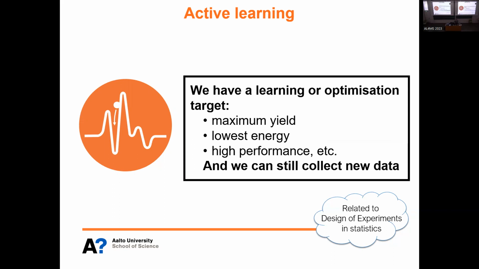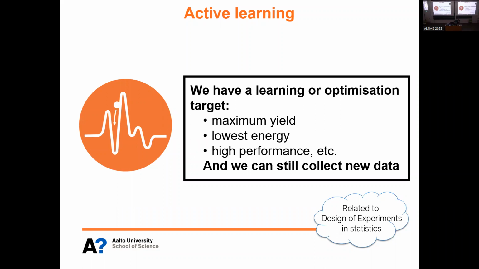Yeah. All right. So next we move on to active learning. And there we have this kind of learning or optimization targets. For example, we want a maximum yield from some process, or we want to achieve a lowest energy structure, for example, or high performance.